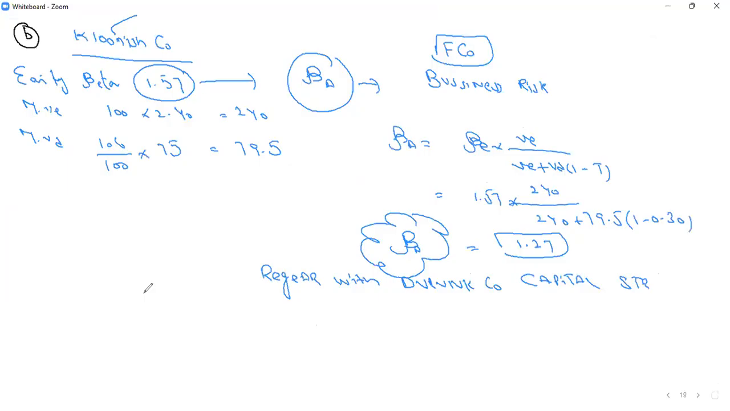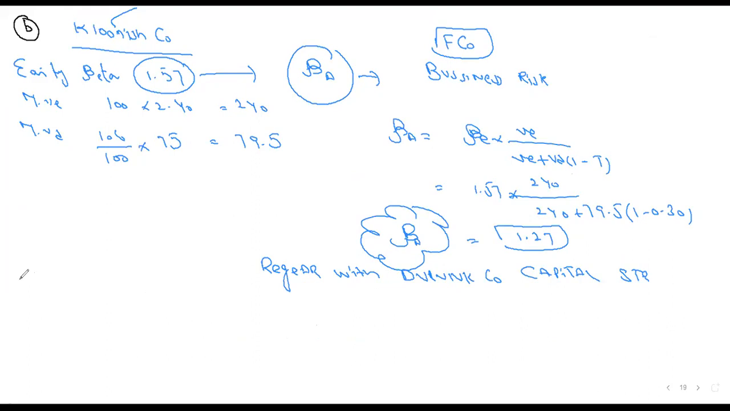What is the DURUNK company value of equity? Number of shares are 200. Per share value is $3. So 600. What will be the market value of the debt? 110 over 100 multiplied by 100, 110.